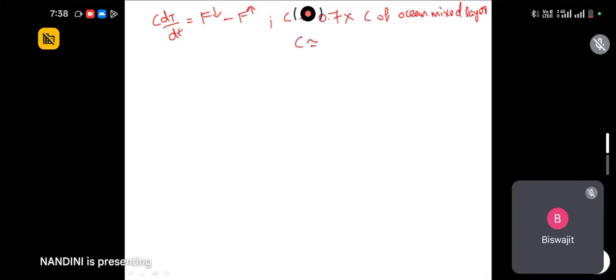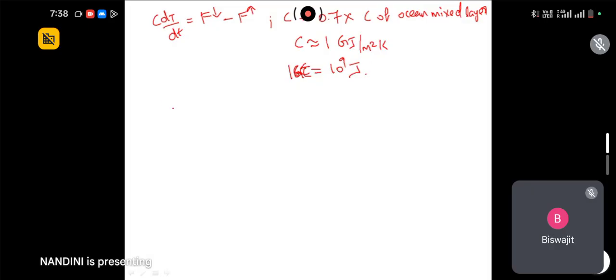C is approximately 1 gigajoule per meter square Kelvin. 1 gigajoule is 10 raised to 9 joule. So this is the value of C: 10 raised to 9 joule per meter square Kelvin.